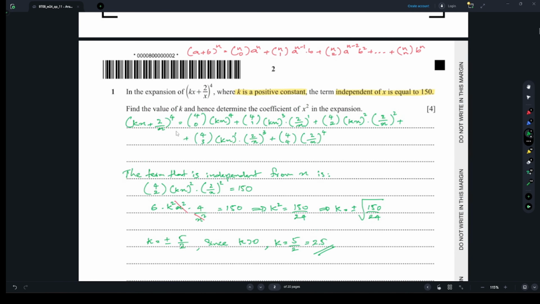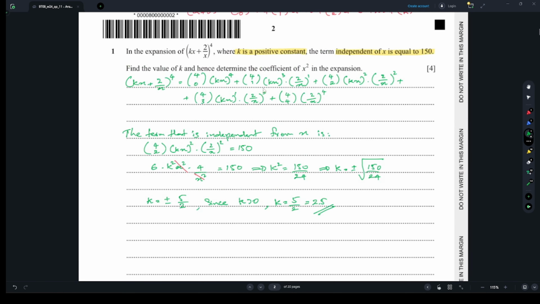And then what they're asking: find the value of k, hence determine the coefficient of x squared in the expansion. Then you have to find what is the term with x squared. In the first term we have x to the power 4. The third term we don't have x. If you take the fifth term, the last one, you have only 1 over x to the power 4. And in the fourth term, you have x times 1 over x to the power 3, which is 1 over x squared.